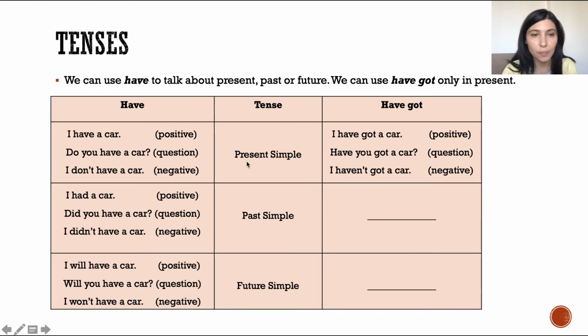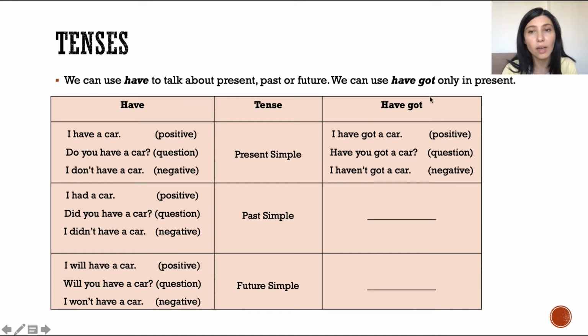Let's look at present simple. The positive form for have is, for example, I have a car. The question is, do you have a car? So we form the question with the help of the auxiliary verb do. And the negative form is, I don't have a car.